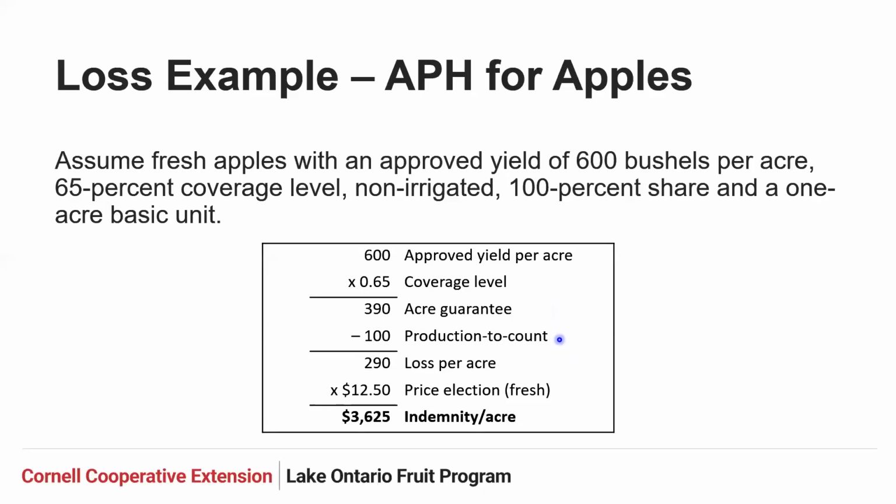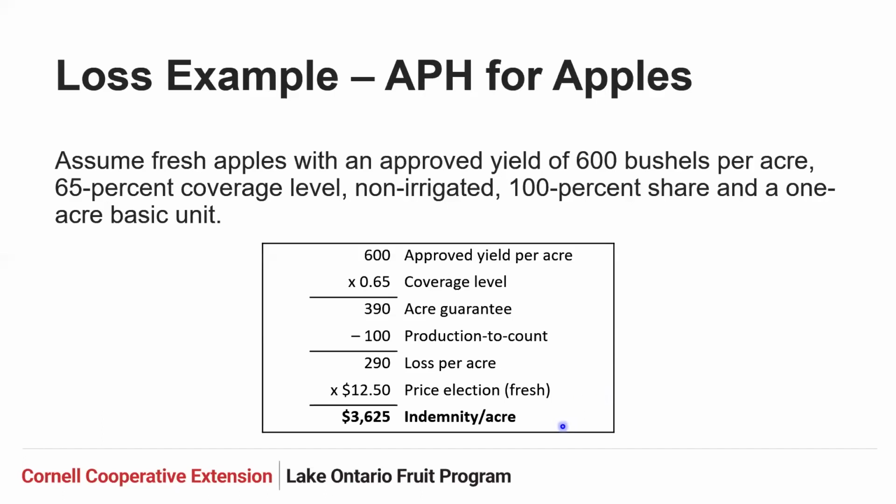In this case, the acre guarantee was 390 bushels. The production to count was 100 bushels. So 100 bushels per acre is subtracted from 390 bushels per acre. The loss per acre that is covered is 290 bushels. Price selection. The price selection seen here is the price selection for fresh apples. The fresh apple price selection pays $12.50 per bushel in crop year 2020.